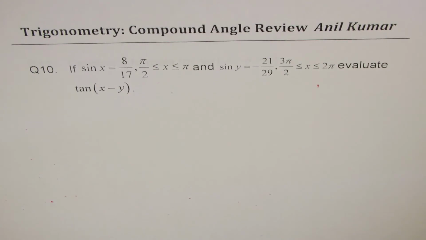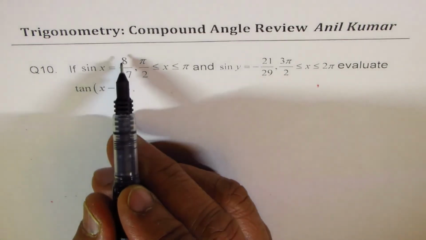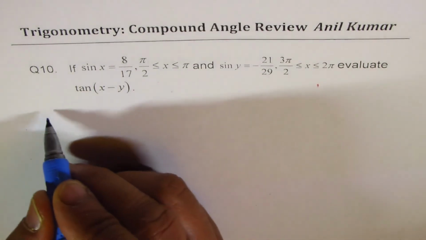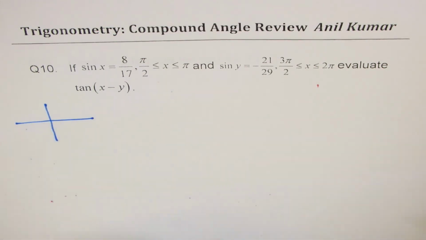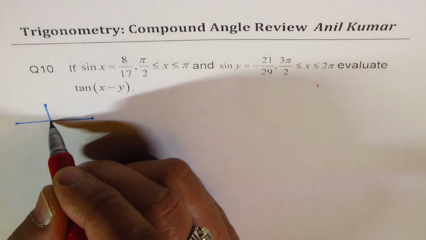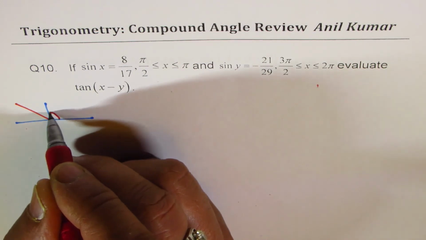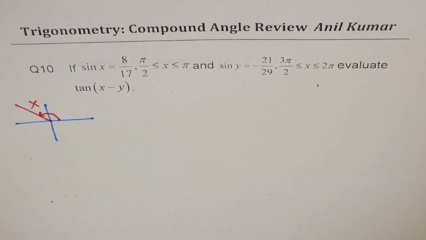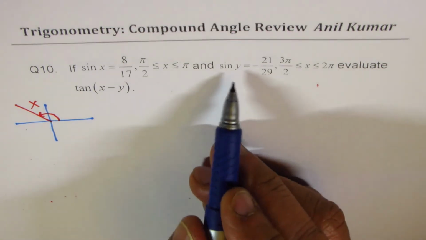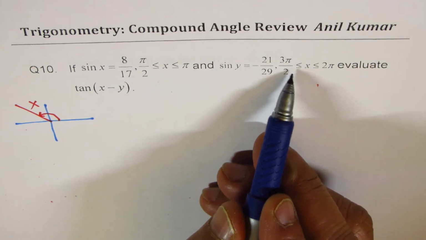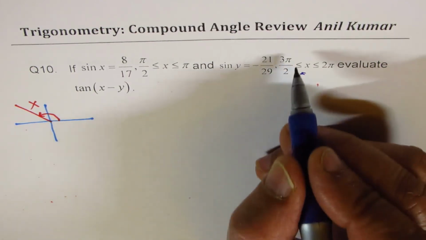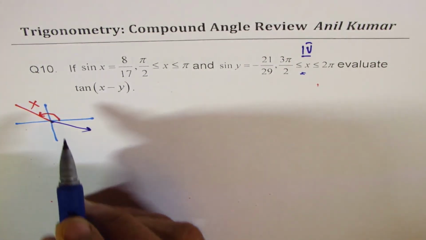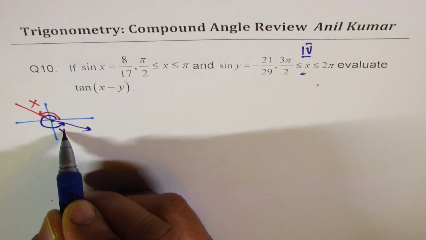Question number 10. We are given sine x as 8 over 17 and x is between pi by 2 and pi. So what we're talking about here is that we have x in quadrant 2. This is the value of x. The other value is y, and y is between 3 pi by 2 and 2 pi. That means quadrant 4. So let's say the y value is somewhere here. This is y in quadrant 4.